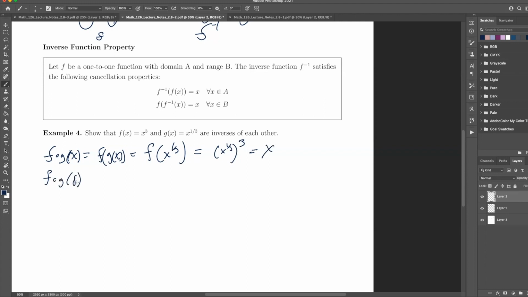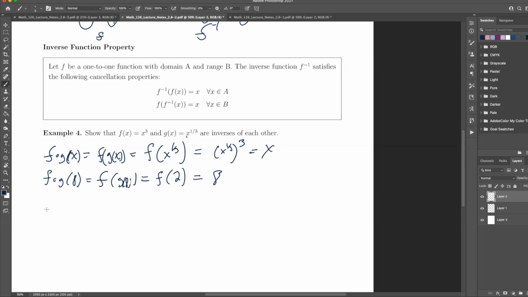So if we took 8, let's just take 8 as an example. If I have f of g of 8, well, the 1/3 of 8 is f of, whoops, I put an x here when I meant to write an 8. g of 8, so 8 to the 1/3 power, or the cube root of 8, is 2. And 2 cubed is indeed 8.